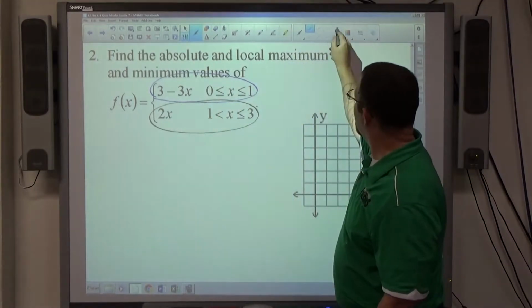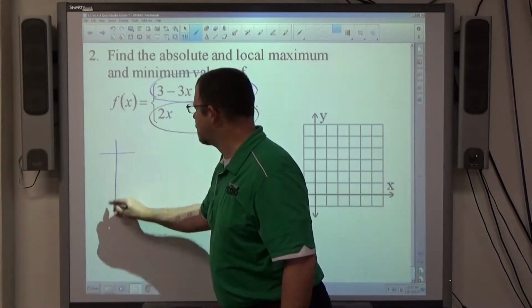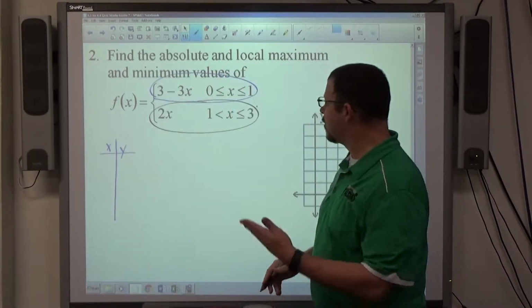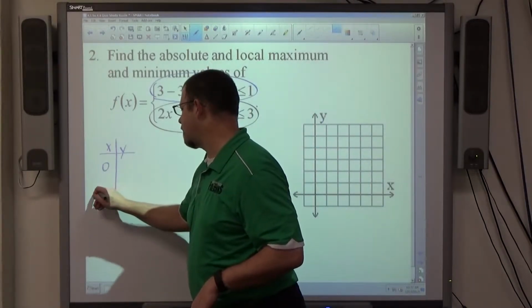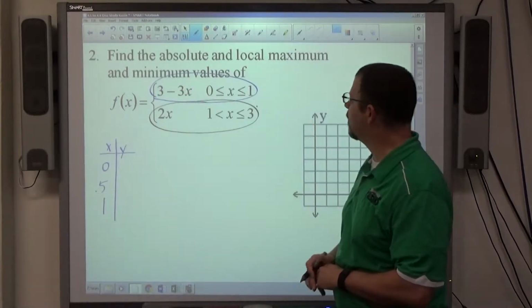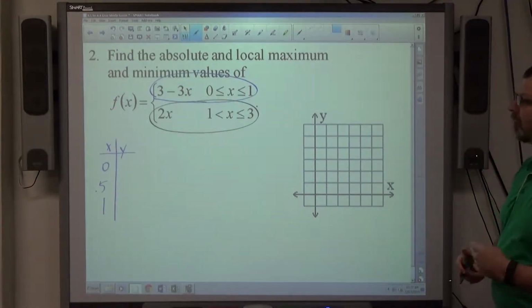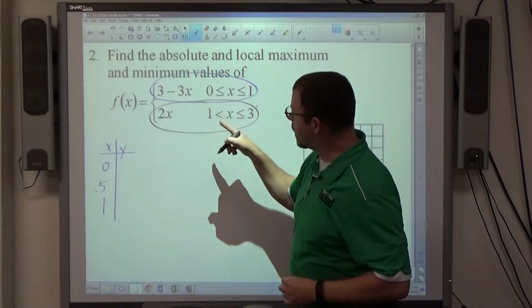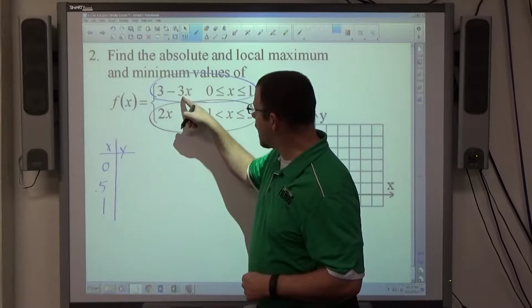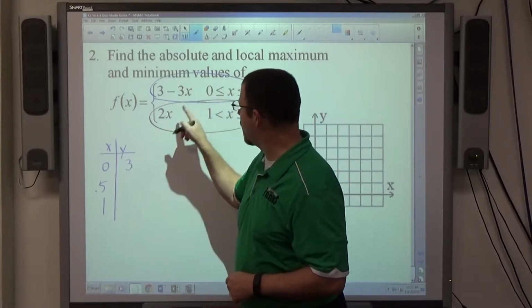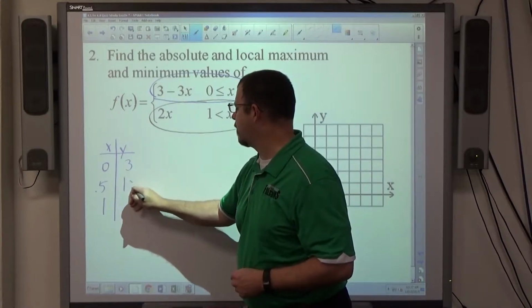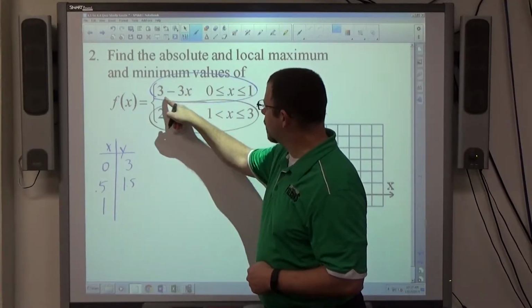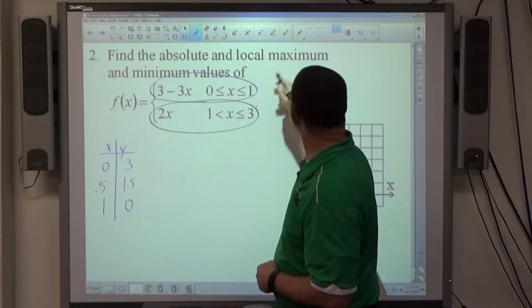So if I look at the top one I did in blue, I want to start at my endpoint, end at my endpoint, so I'm going to go from 0 and 1 to 1. I'll maybe pick a number in between, 0.5 is between. And I might just evaluate the function 3 minus 3x. If x is 0, 3 minus 0 is 3. 0.5 times 3 is 1.5, 3 minus 1.5 is 1.5. 3 times 1 is 3, 3 minus 3 is 0.